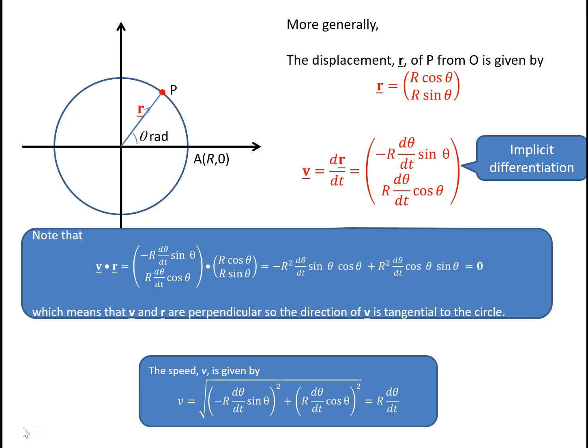So the speed v at any instant is equal to the radius times d theta by dt, and d theta by dt is the angular velocity at that particular instant. So that's very much the same formula as we had before, which was v equals r omega. Of course, in this case, omega is not constant. So there we are, we've got our velocity v is tangential to the circle, and the size of the velocity is r d theta by dt.